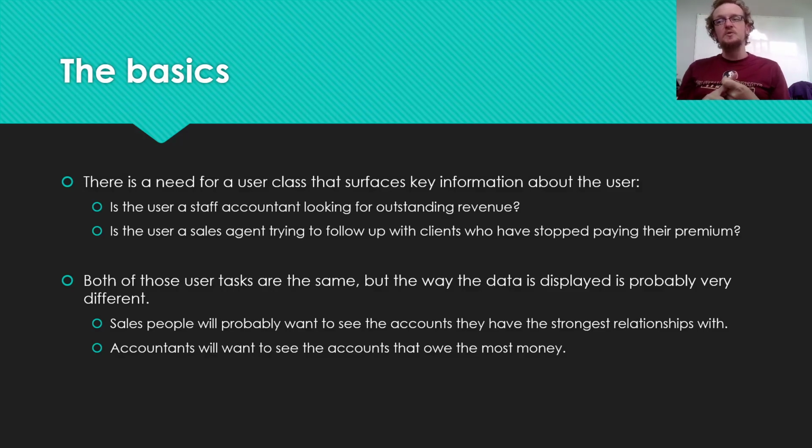Salespeople are probably most interested in accounts that are held by people that they have the best relationships with. So if you have a best friend who isn't current on his policy, it's much more likely that you could go and talk to your best friend about paying his premium than some random stranger. The accountants are probably going to be more interested in who owes them the most money. So it doesn't really matter who they're friends with. What matters the most is that they have a $1 million policy that isn't being paid on versus a $200 policy or some crazy thing that isn't being paid on.